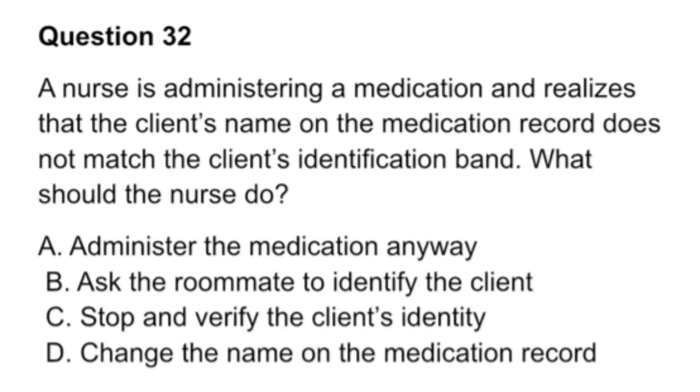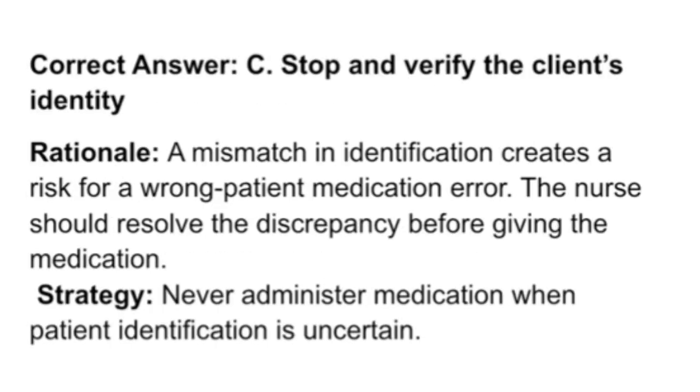Question 32. A nurse is administering a medication and realizes that the client's name on the medication record does not match the client's identification band. What should the nurse do? A. Administer the medication anyway. B. Ask the roommate to identify the client. C. Stop and verify the client's identity. D. Change the name on the medication record. Correct answer: C. Stop and verify the client's identity.